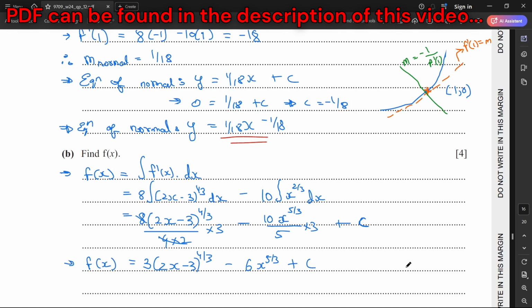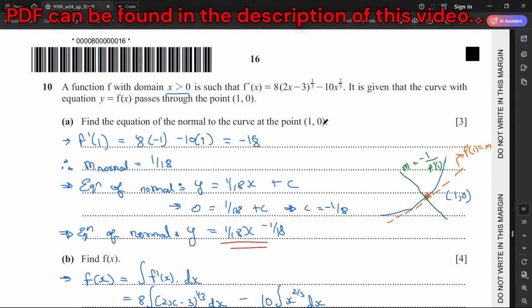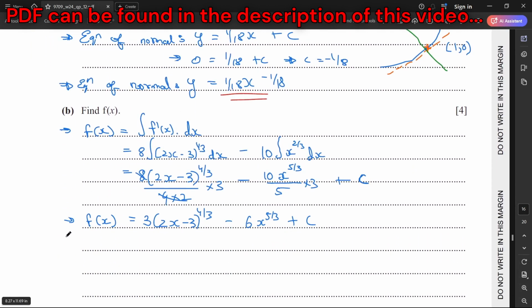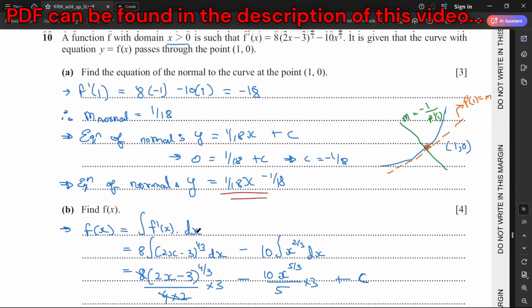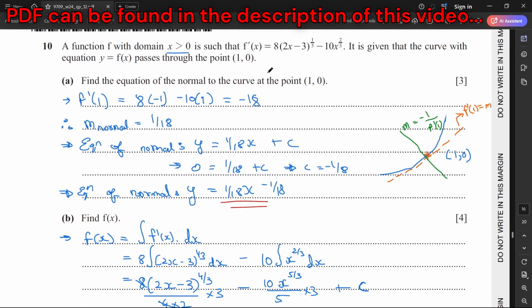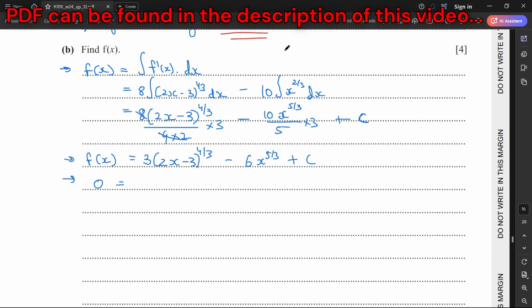This is the function. But now, in terms of c, to find out the value of c, I'll need to substitute my x as 1, y as 0. So my function output will be 0 when my x value is 1. So 2 times 1 is 2, 2 minus 3. I hope I have not made any mistake on the top. It was okay. So 2 into 1 is 2, 2 minus 3 is minus 1. Okay, now it makes sense.